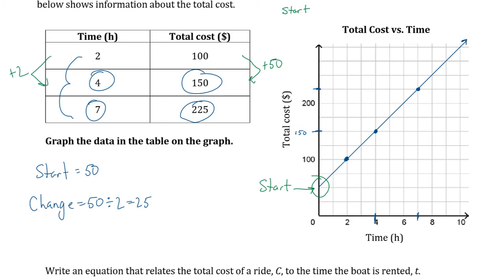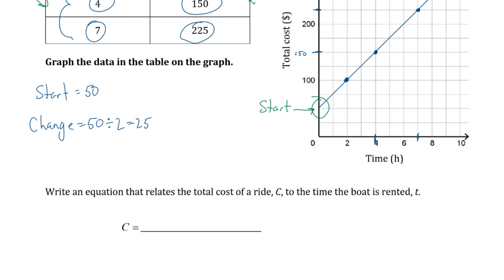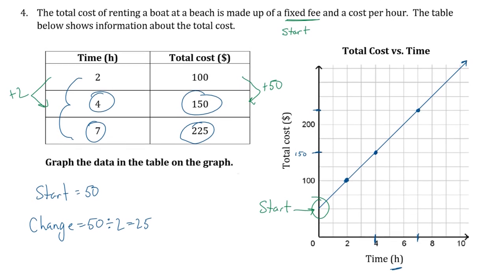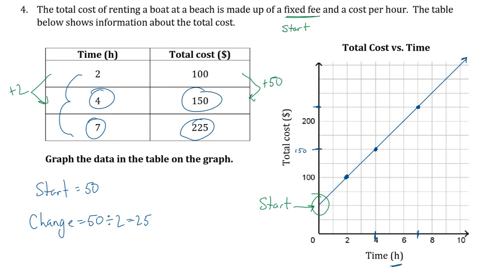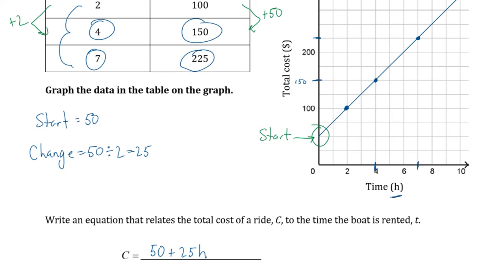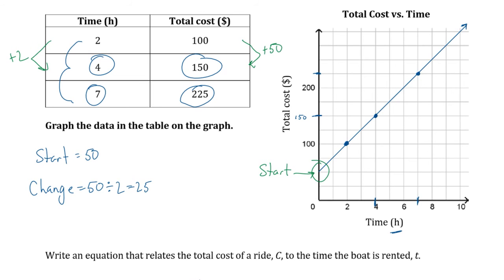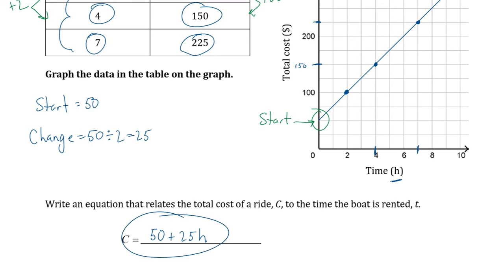So that means I can write my equation. Let's go ahead and do that and get that done. C equals my start, 50, plus 25, my change, times h. That was the variable I think that it wanted me to use. Did it have h up there as well? Okay. So I used a bit of information from the table and a bit of information from the graph to come up with that one, and I wrote out the equation.